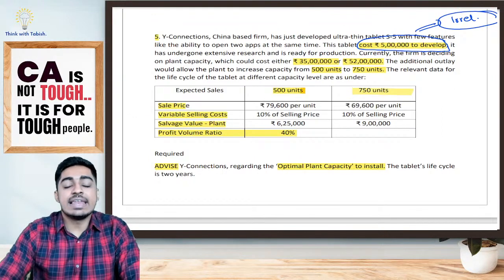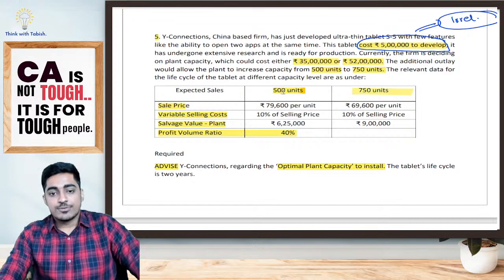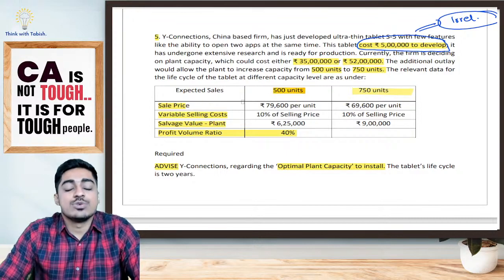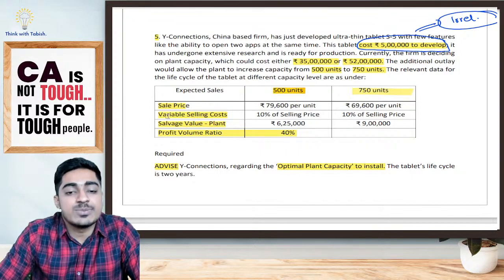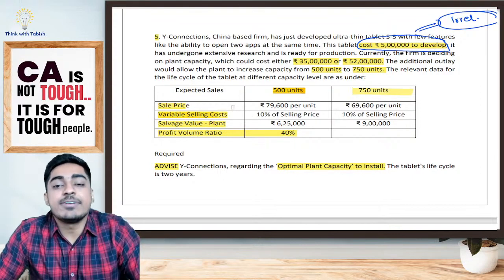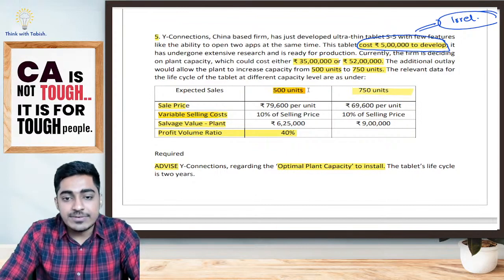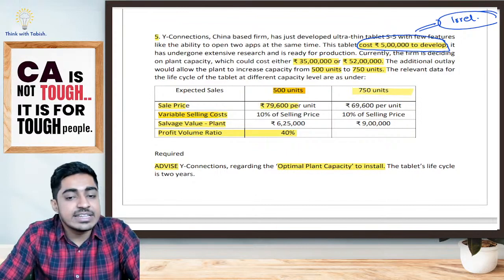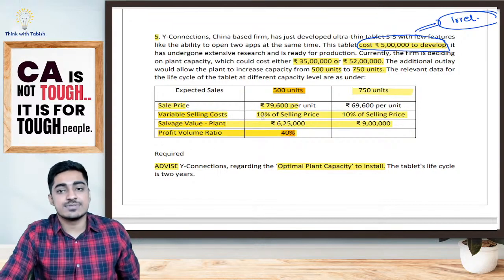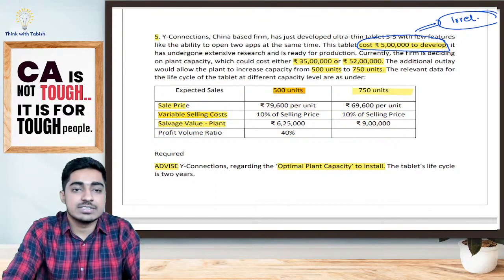Before we calculate, look at this. For existing units, there are two different variable costs. One is variable selling cost, which is given. Variable manufacturing cost is not given, and that needs to be calculated. For 500 units, the selling price is 79,600, the PV ratio or contribution is 40%, and variable selling cost is 10% of selling price. Based on that, we can calculate the variable manufacturing cost.